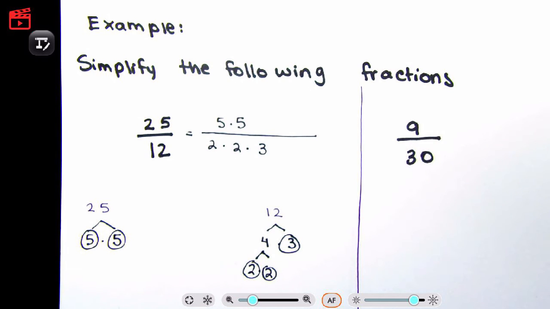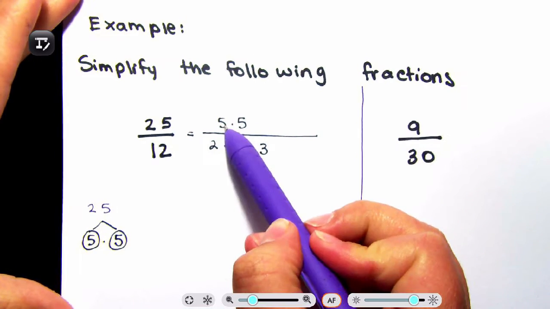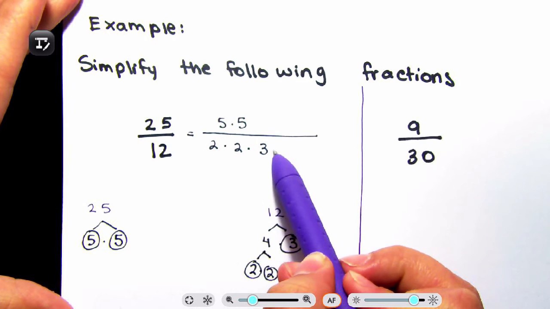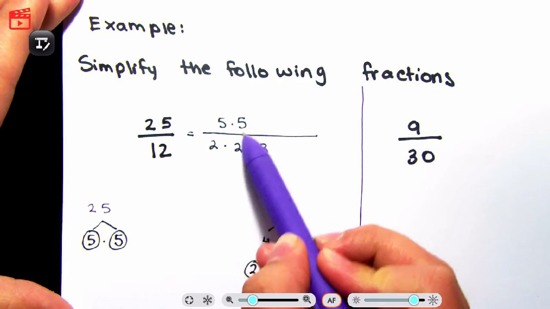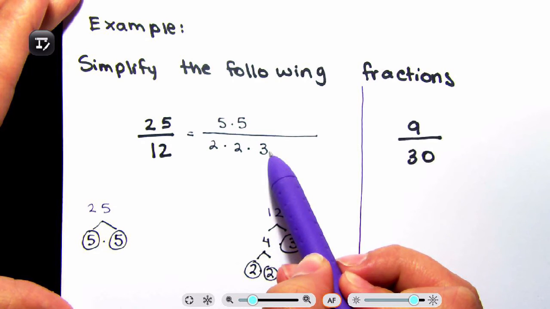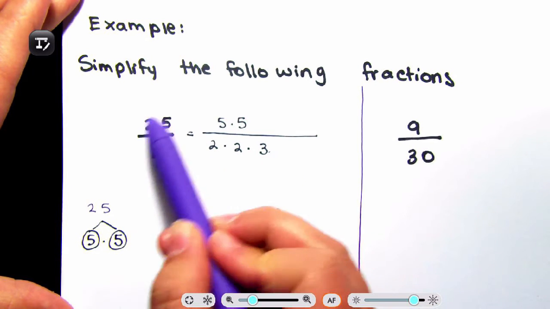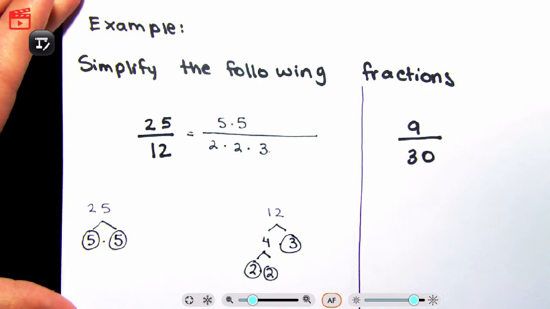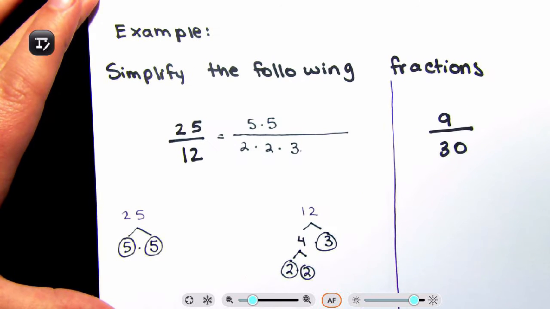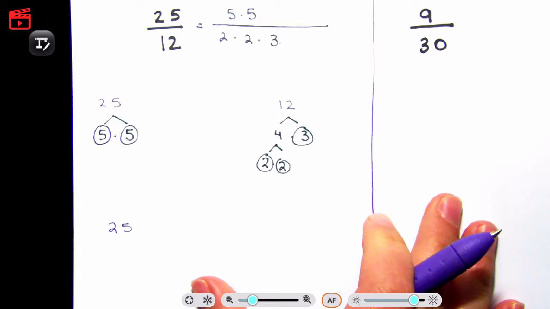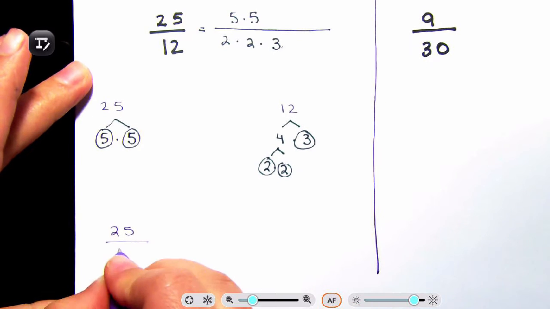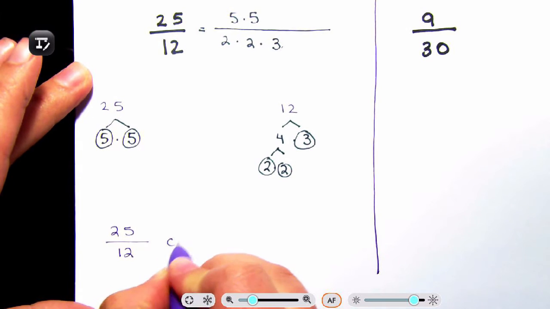If you notice that there is something on top that matches something on the bottom, you get to cancel it out. So I have a 5 on top. Do I have any 5s on the bottom? No. I have another 5 on top. Do I have any 5s on the bottom? No. Therefore, this fraction is in simplest form. So 25 twelfths cannot be simplified because there are no numbers for you to cross out.